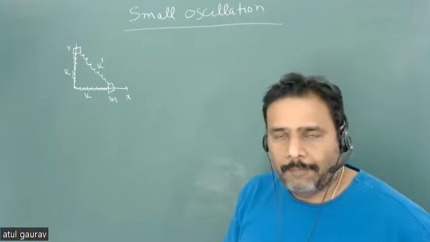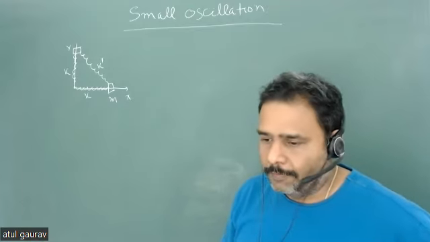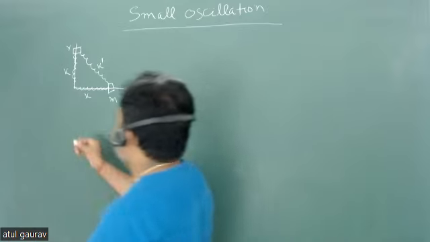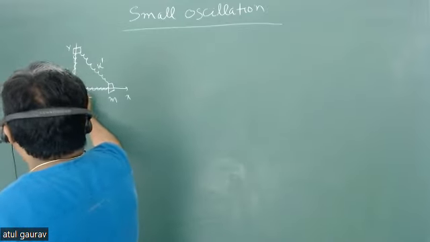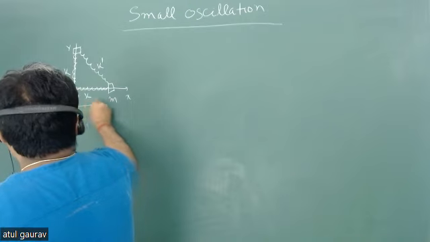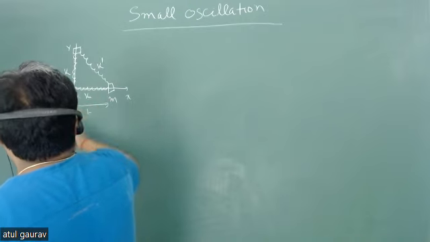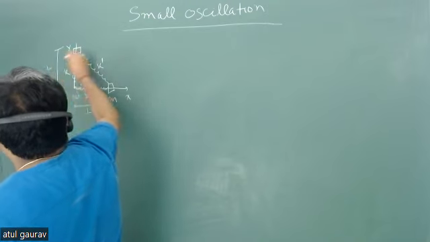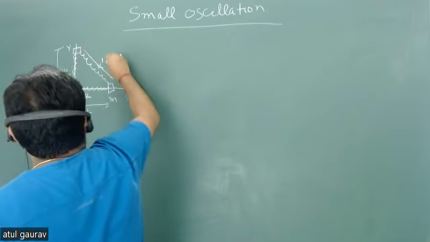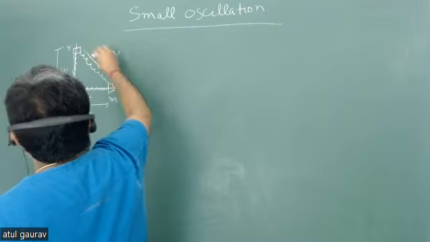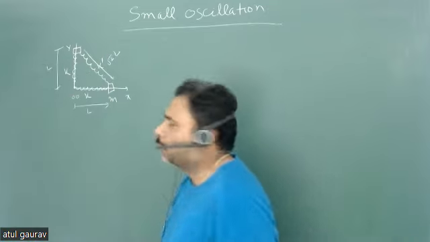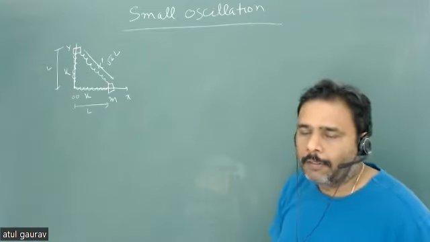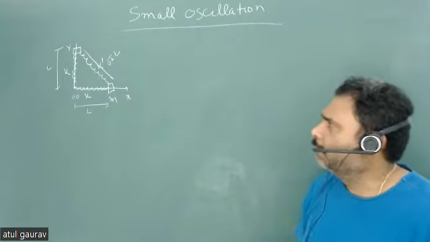Obviously we have to write the kinetic energy and the potential energy. This is my origin. It is also given that the natural length of this spring is L, the natural length of this spring is L, and the natural length of this spring is root 2 L. So you can use the Pythagoras law also. Okay, so let's try to go for this problem.